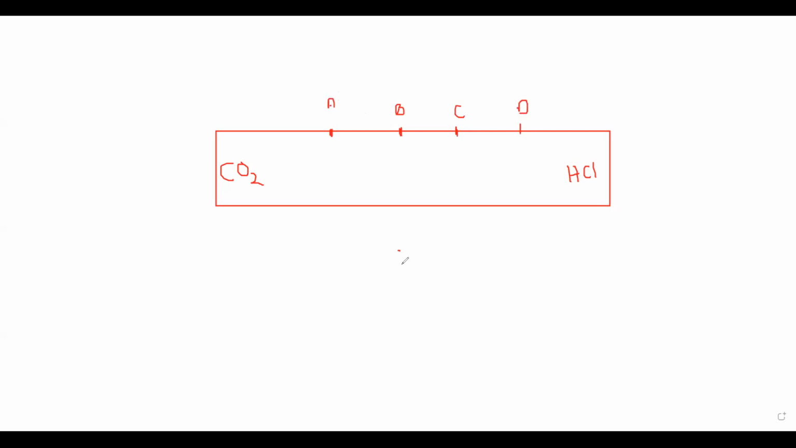The mass of carbon is 12. Mass of oxygen is 16. One oxygen is 16. Mass of hydrogen is 1. And mass of chlorine is 35.5. So what will be the molecular mass of carbon dioxide? Carbon is 12 plus oxygen is 16 multiplied by 2. That's 32. So the total will be 44.